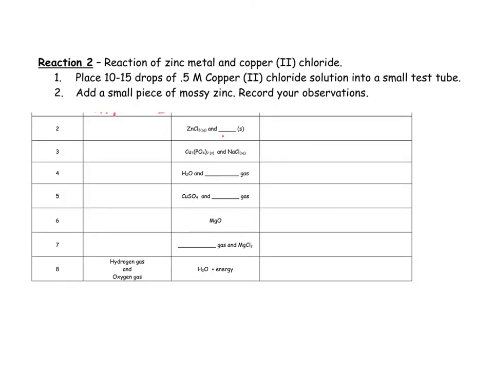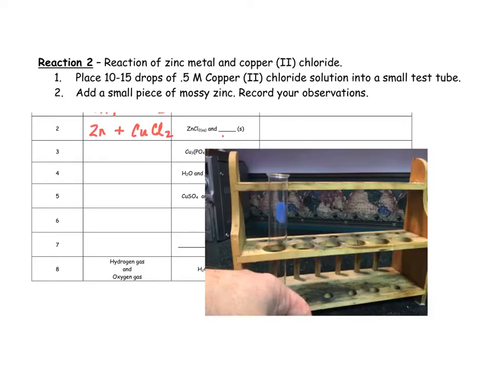Reaction number 2, reaction of zinc metal and copper 2 chloride. It says place 5 to 15 drops of 0.5 M copper 2 chloride solution into a small test tube. Add a small piece of mossy zinc. Record your observations. The reactants are zinc and CuCl2, Zn plus CuCl2.